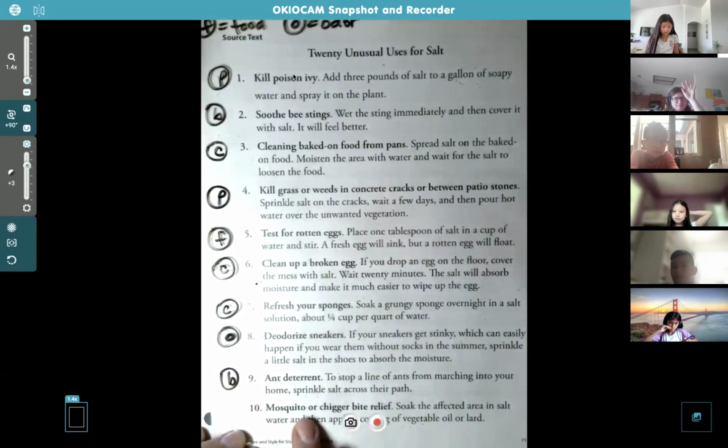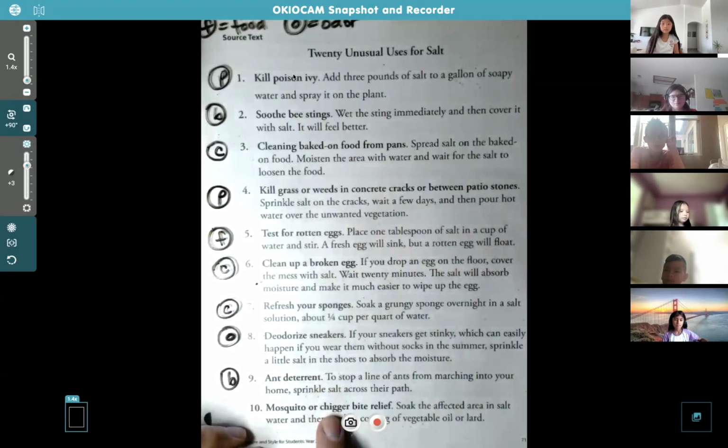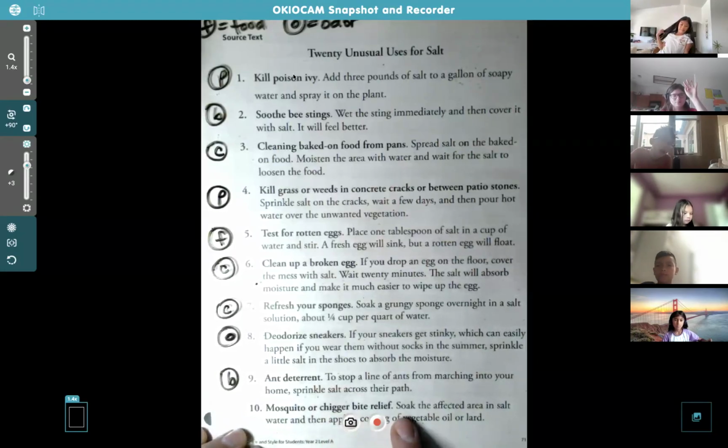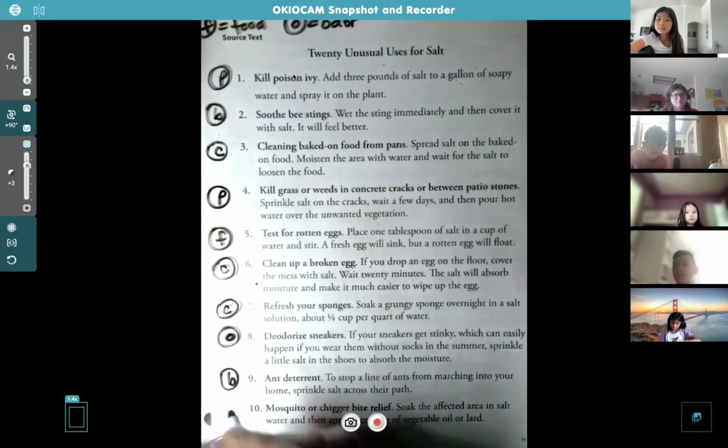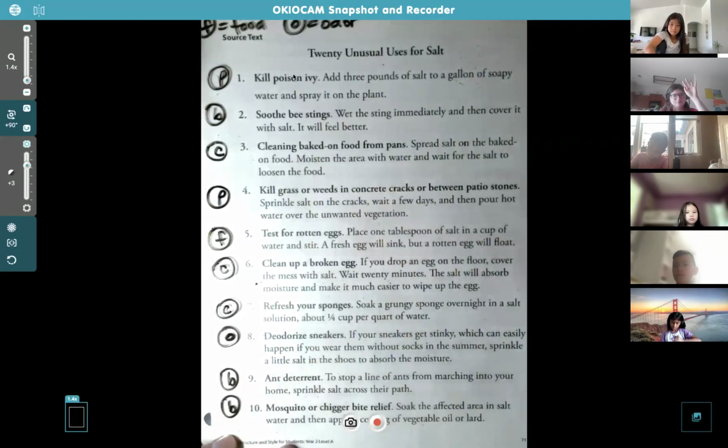And mosquito or chigger bite. Have you guys ever heard of a chigger before? We don't have them in California, but they do have them in Oklahoma. I went to visit my daughter, and they're little red bugs that bite, like mosquitoes, where they make you itch, and they're really small. But it says soak the affected area in salt water and then apply a coating of vegetable oil or lard. That's weird, but that's going to be B for bugs, okay?